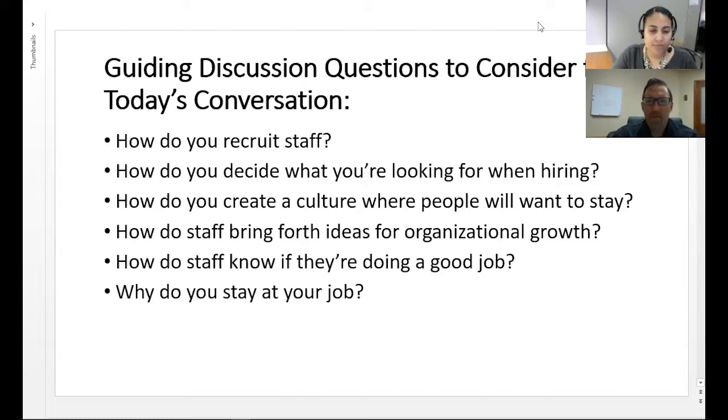Think about, how do you recruit staff? How do you decide what you're looking for when you're hiring? How do you create a culture where people want to stay? How does staff bring forth ideas for organizational growth? How does staff know if they're doing a good job? And for those of you, especially since we have such a huge group of folks who've been in IL for a little while, why do you stay at your job?